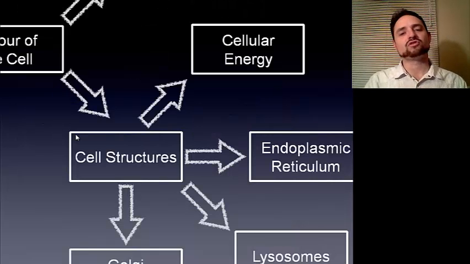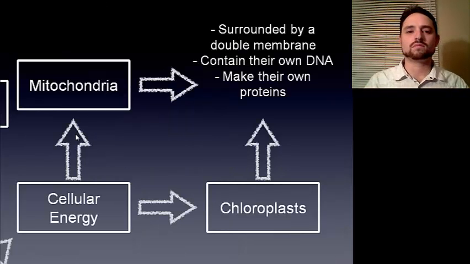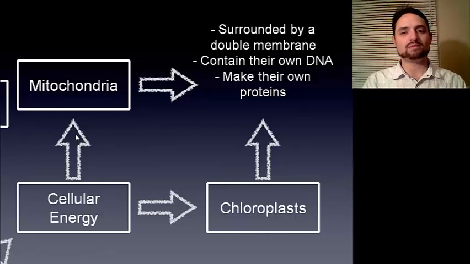So when we look at cell structures, there's a category of two cell structures that we're going to pay attention to here, and those are cellular energy organelles. The two are mitochondria and chloroplast. They're both surrounded by a double membrane. They contain their own DNA, and they make their own proteins.